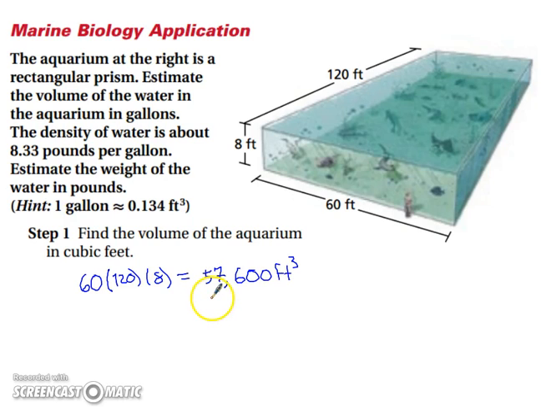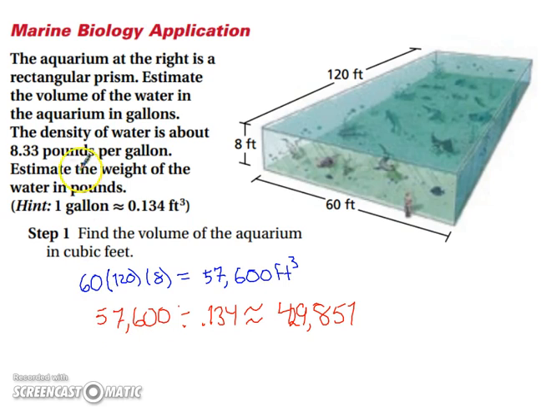Step 2 would be to find or estimate how many gallons we have here. Well, if 1 gallon is about 0.134 feet cubed, we can simply take our 57,600 and divide it by 0.134. And that's going to give us about 429,851.